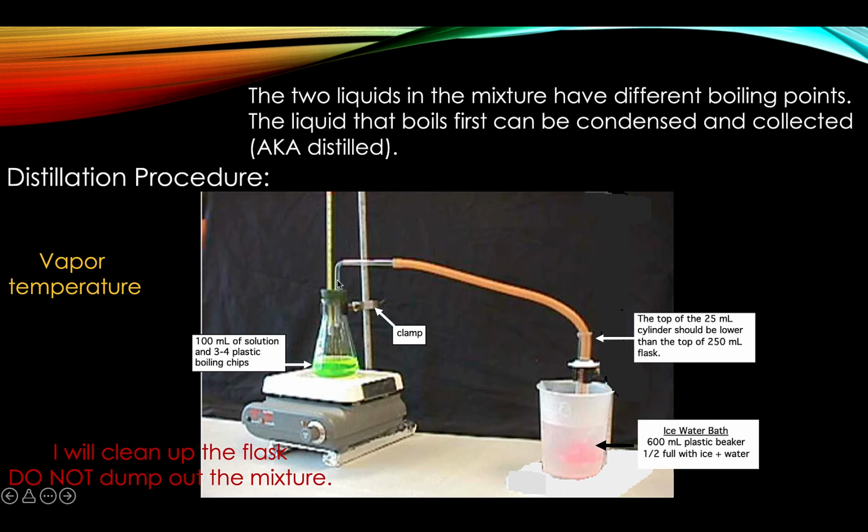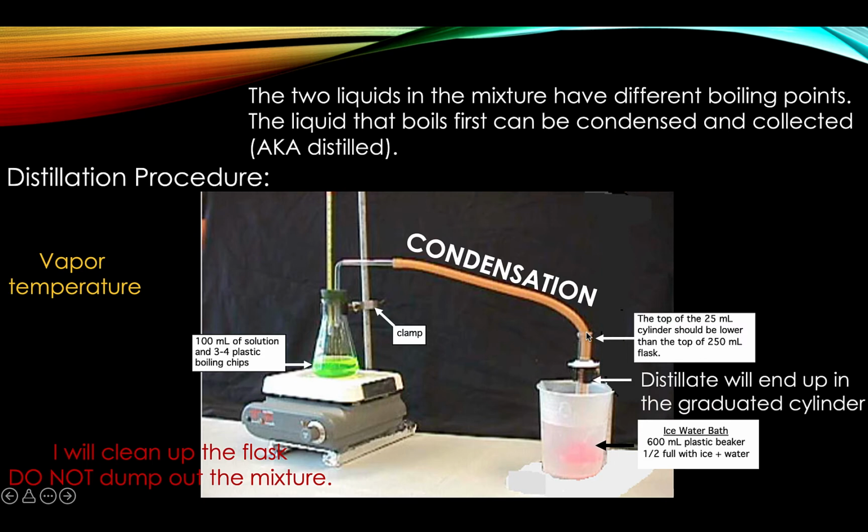The vapor will go through the glass tube into this plastic tube where it will condense back into a liquid. We will collect that condensed liquid, that is the distillate, in this graduated cylinder in this ice bath.